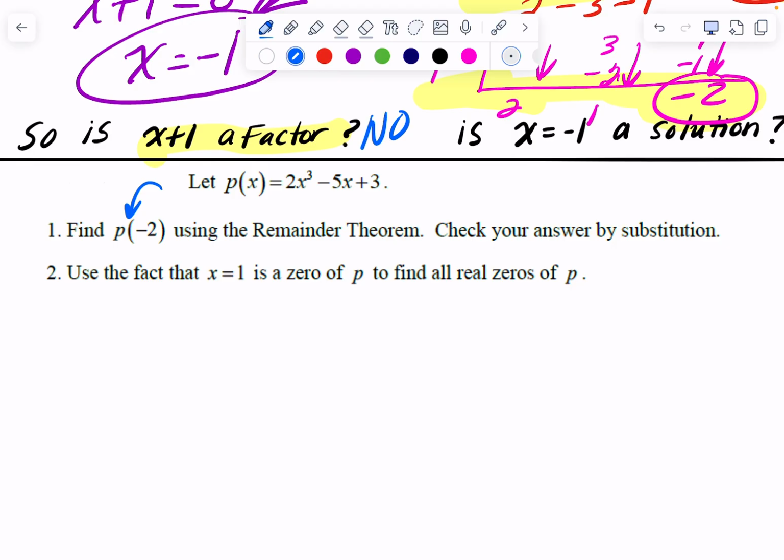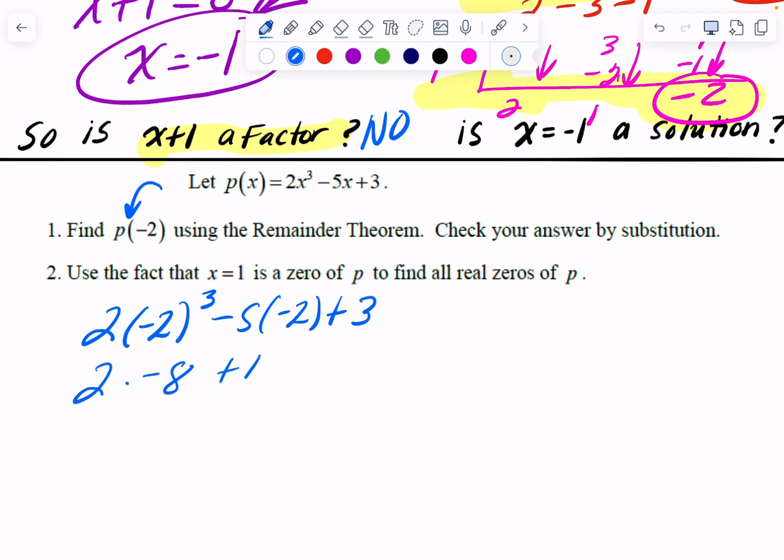2 times negative 2 cubed minus 5 times negative 2 plus 3. So then that would be 2 times negative 8 plus 10 plus 3. Negative 16 plus 10 plus 3 is negative 6 plus 3 is negative 3. So you would say my remainder is negative 3.